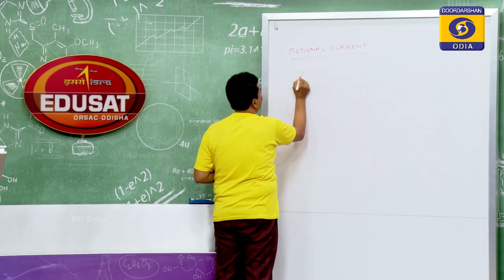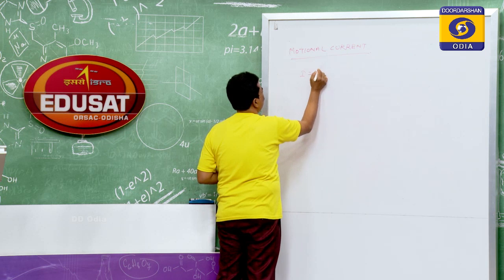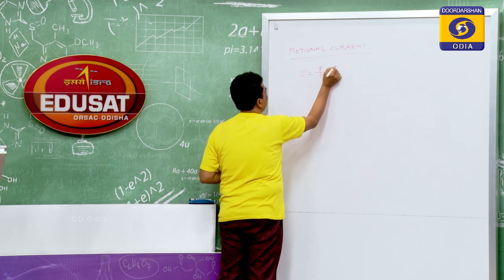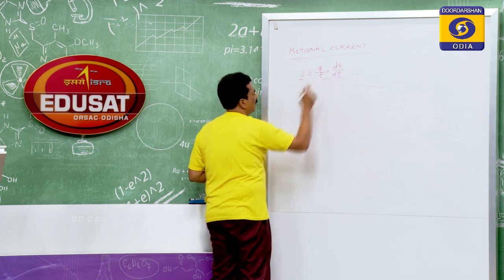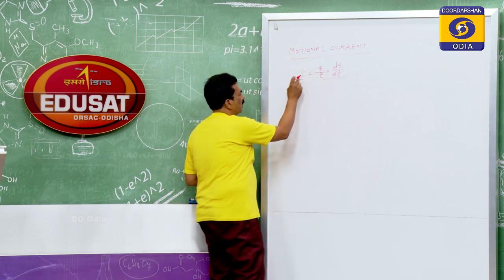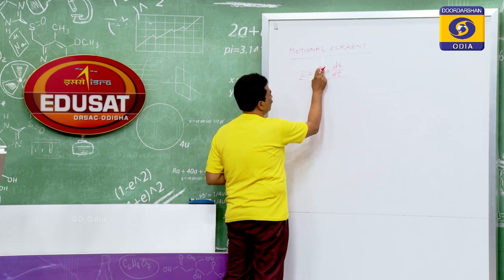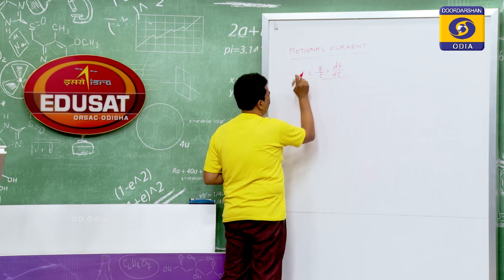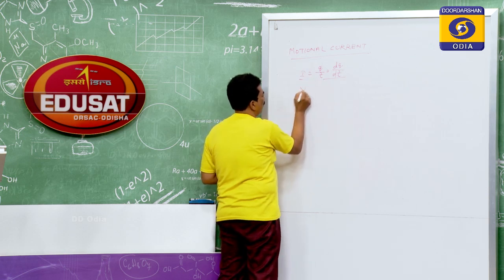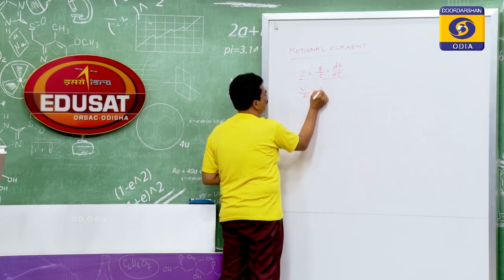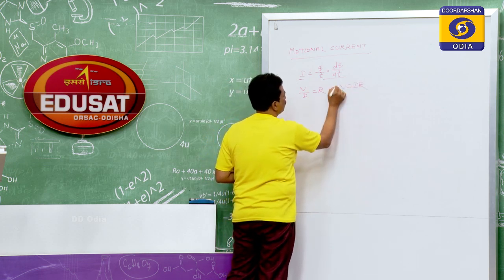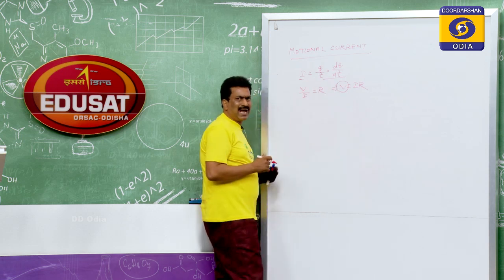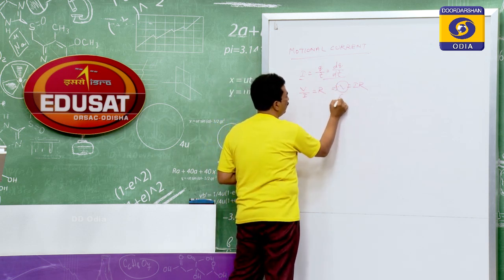You know that I is equal to q by t, or that is equal to dq by dt also. This is the expression of current. Whenever current is there, there must be some charge, and by taking that charge you will find the current. Also from Ohm's law, V by I is equal to R, implies V is equal to IR. V means the potential. That potential, if you take, is the induced EMF.